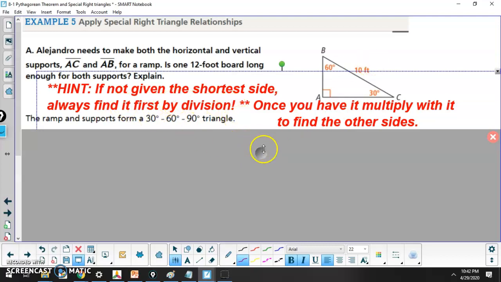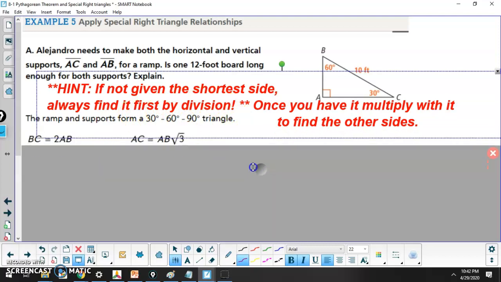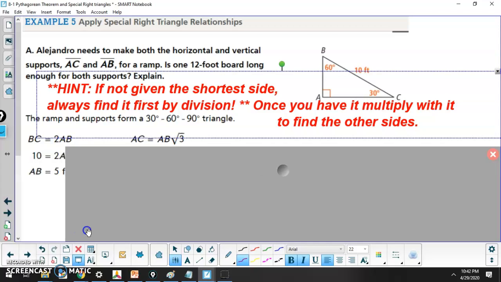If we're not given the shortest side, you always find it first by division. Once you do have the short side, you multiply to find the other side. So let's take a look at first how to get the short side, which is AB. BC, the hypotenuse, is 2AB, so you're just going to divide it by 2. So the short side is equal to 5.